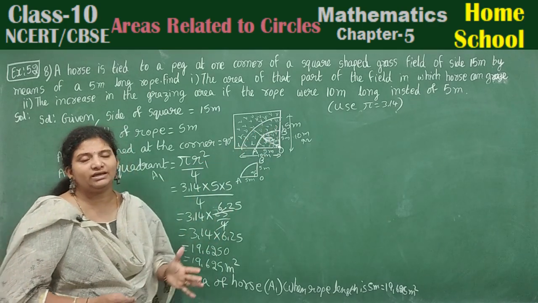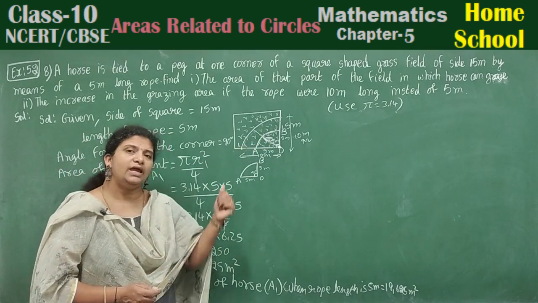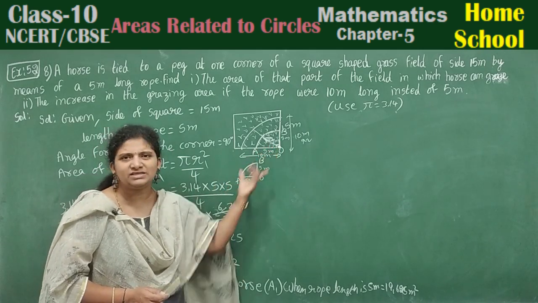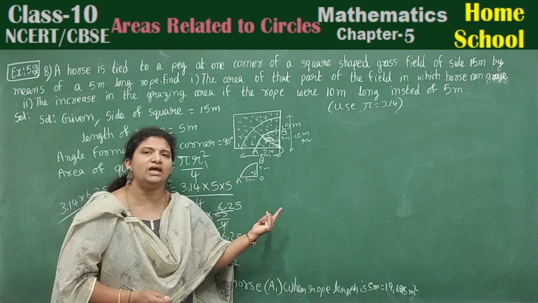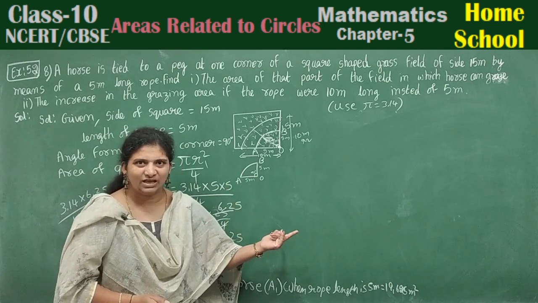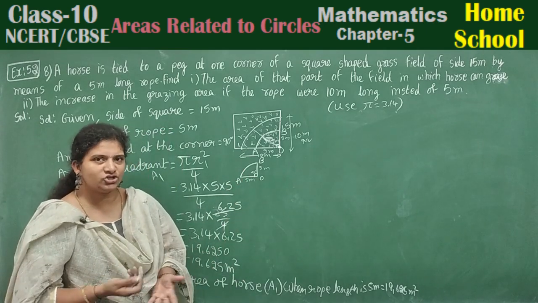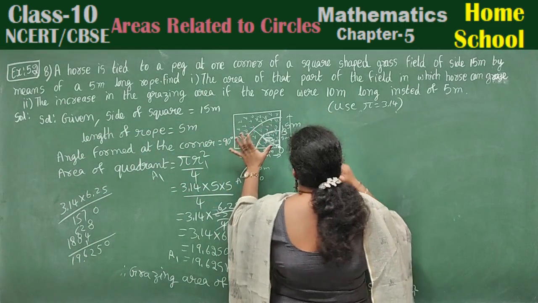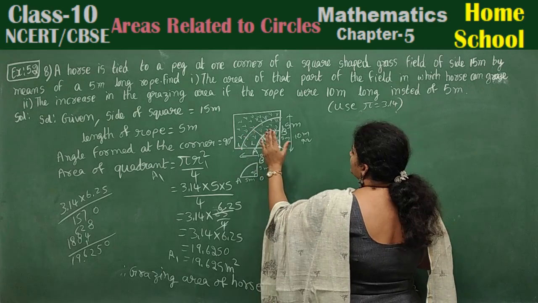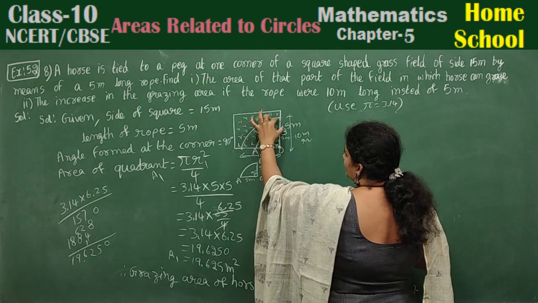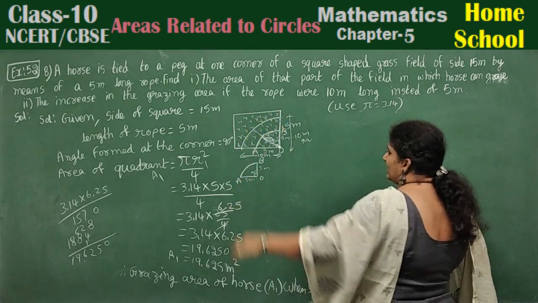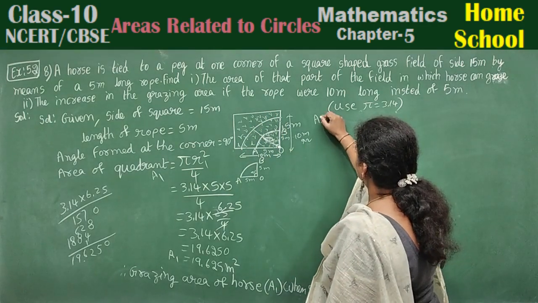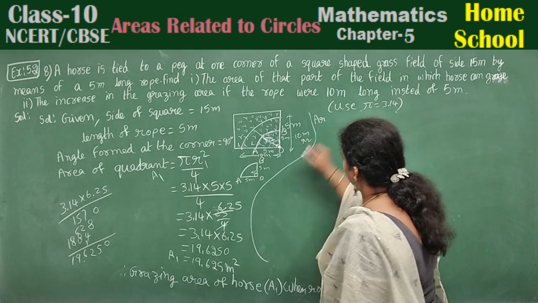Children, you may take theta by 360 degree into pi r square, also you can take. As I feel that it is perpendicular, I may take the area of a quadrant also. Okay, you may do it in any method, your choice. And now, I am going to calculate this area. After finding this area, subtract this area, we get the increased area. That is your second sub-question.